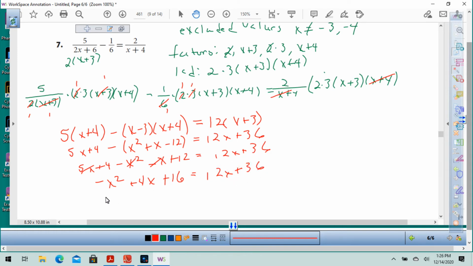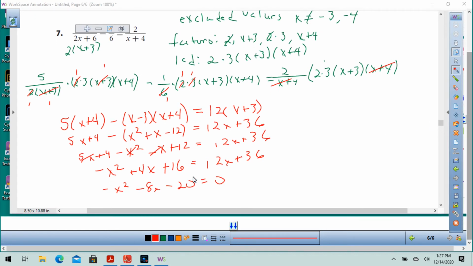So I got negative x squared. Bring the 12x over, and that's going to be minus 8x. Bring the 36 over, that's going to be minus 20 equals 0. All right, that's what I want. Now let's see, did I make a mistake? That's 12. How did that become 16? Oh, 4 plus 12 is 16.